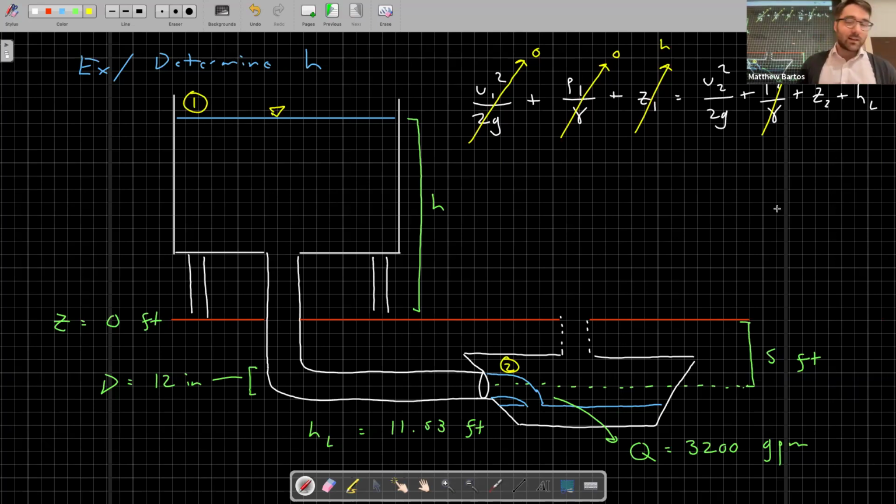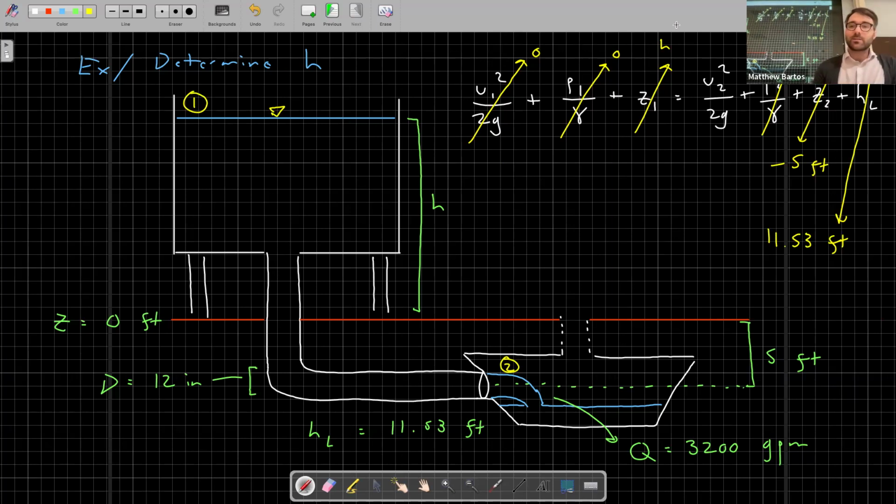What about our elevation head Z2 in terms of the datum that we've created? -5, very good. So this will be -5 feet. And then the head loss we know is 11.53 feet.